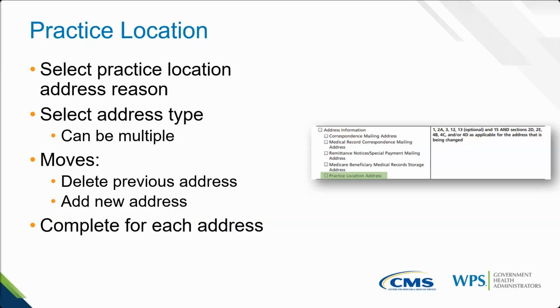When you're doing a PECOS or electronic application, you'll have access to all of the sections to see the information to go in and make those changes. You can select multiple addresses to update. So maybe you're changing the practice location and the medical record storage address and correspondence. That is something that can happen on one application.